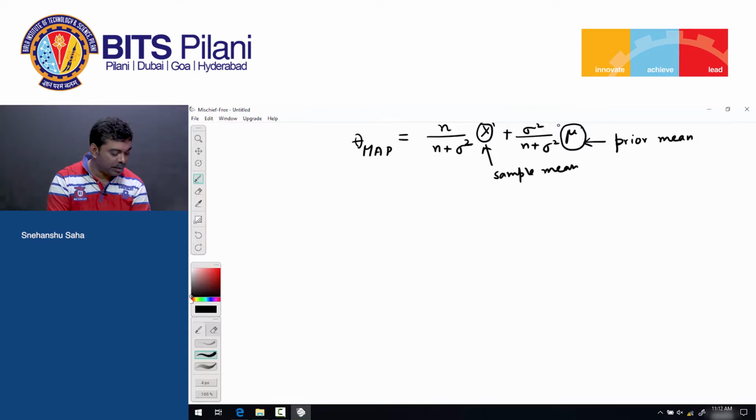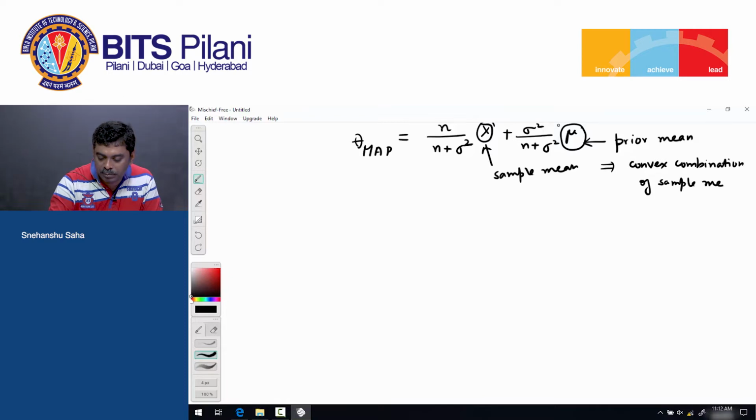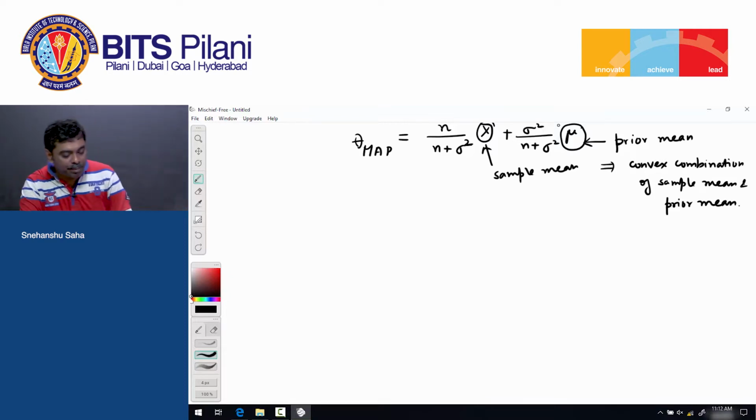But as of now, we also observe one thing. This is n over n plus sigma square, and this is sigma square over n plus sigma square. If I take the sum of the two, I get 1. So what I have here is nothing but a convex combination of the sample mean and the prior mean.